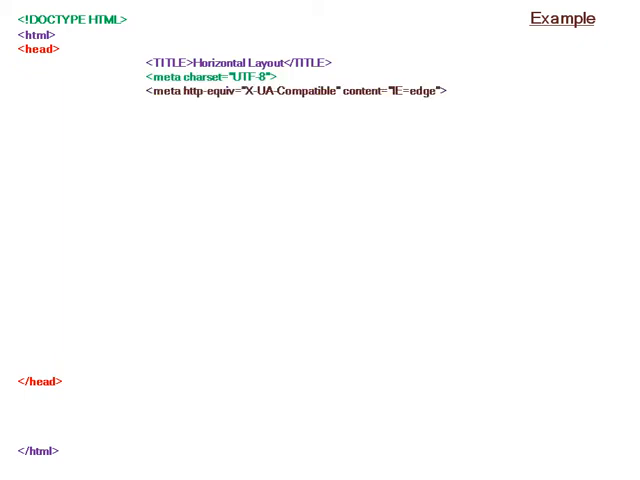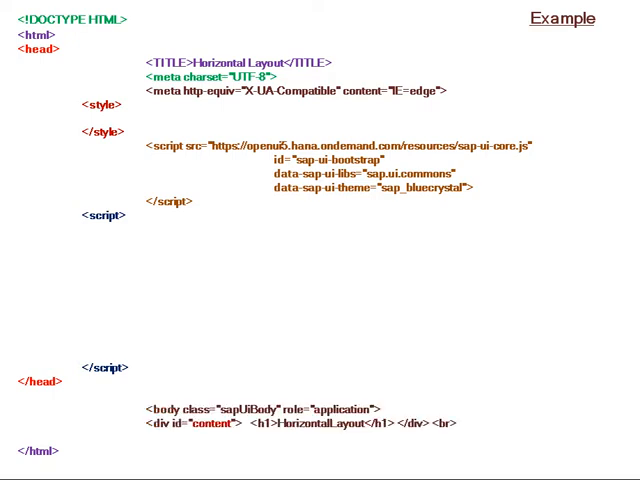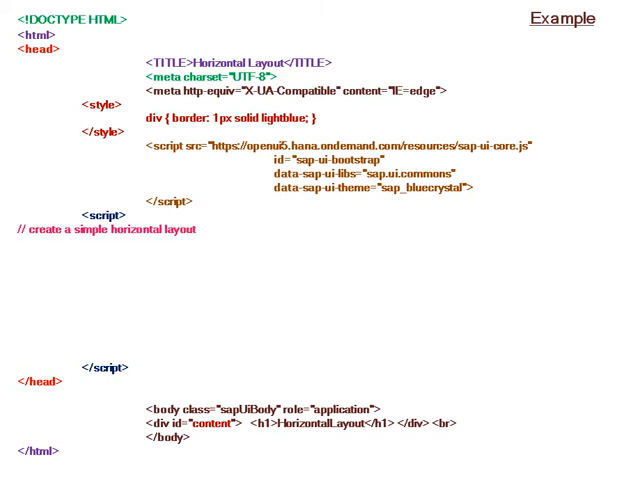And here is an example again. First HTML definition, then HTML tags, head section, the title horizontal layout, the first meta tag, second meta tag, style, so we'll see later, and the definition of SAP UI5, that is bootstrap ID, library sap.ui.commons, theme Blue Crystal, and the body section. And for the div, again we are giving a border, this time light blue in color, and we are creating a simple horizontal layout.